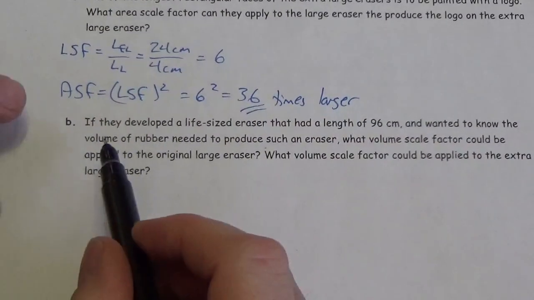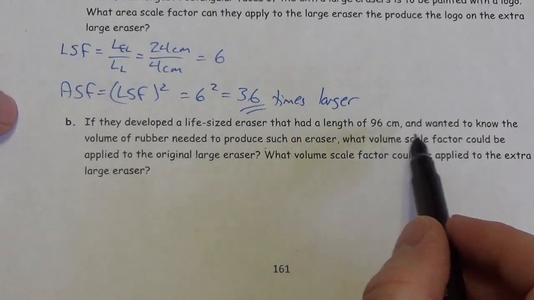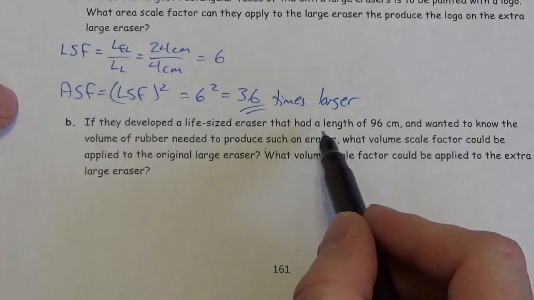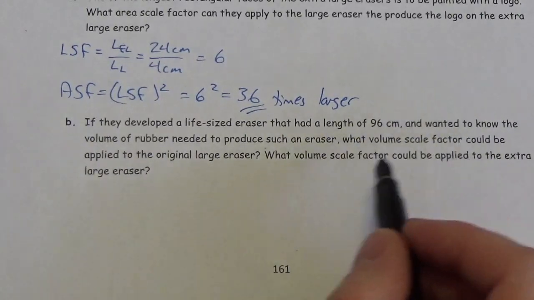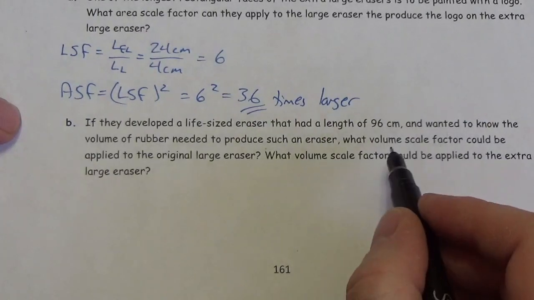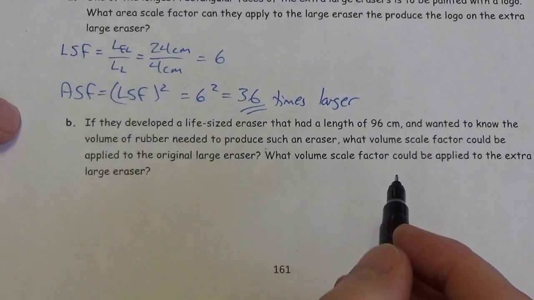Now let's take a look at this one. If they developed a life-sized eraser, I'm not sure what that means, that had a length of 96 centimeters and wanted to know the volume of rubber needed to produce such an eraser, what volume scale factor could be applied to the original large eraser?